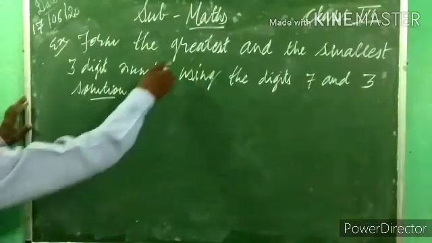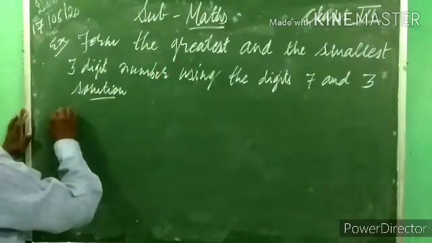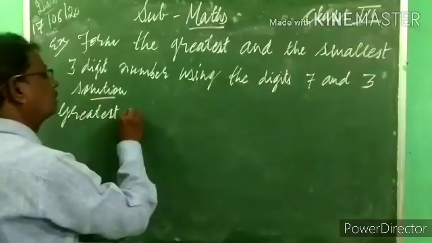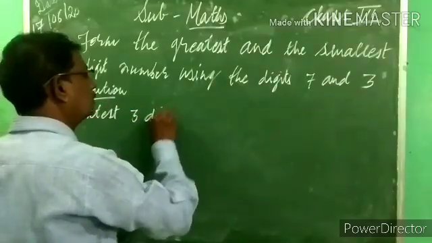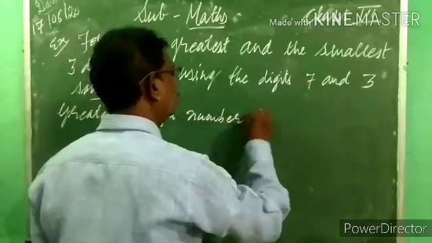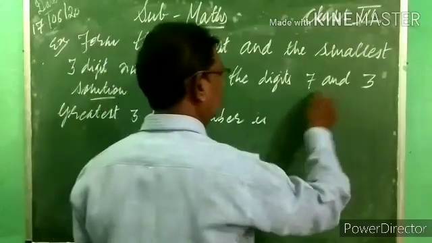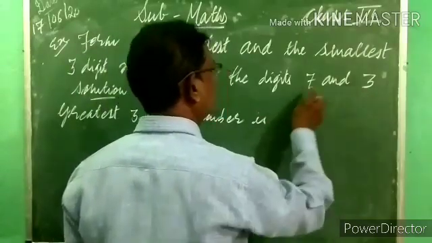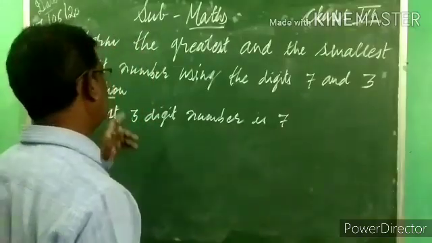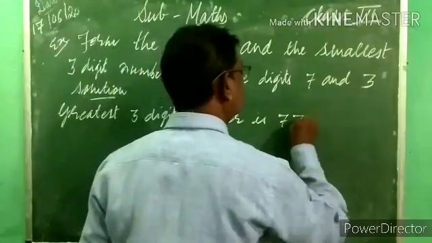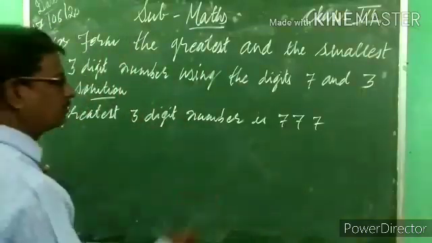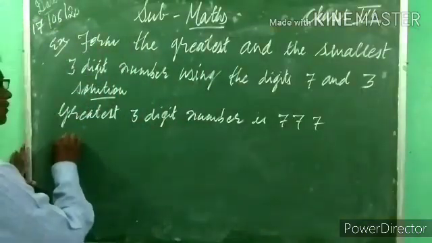First of all, we will write the greatest 3-digit number. Among 7 and 3, which is the greatest? 7. So repeat this 7. We can repeat the digit here. How many times? 3 times. Why 3 times? Because we require a 3-digit number only. That's why 777. Understood?